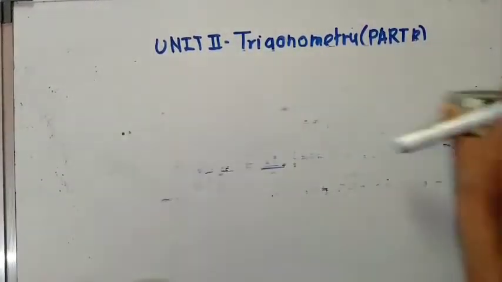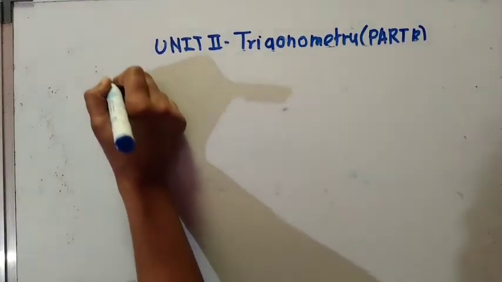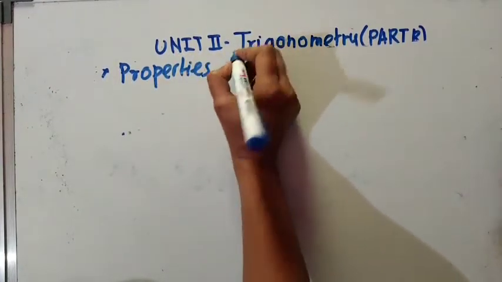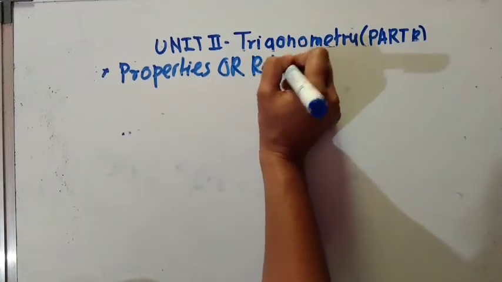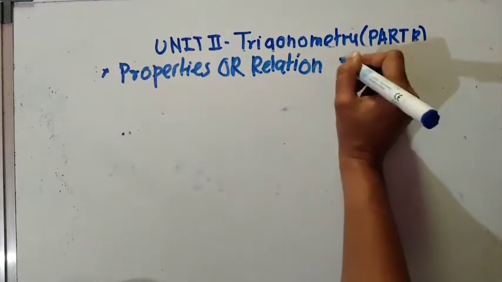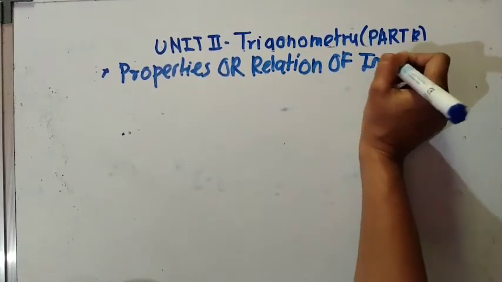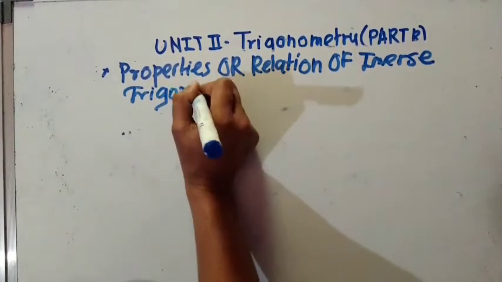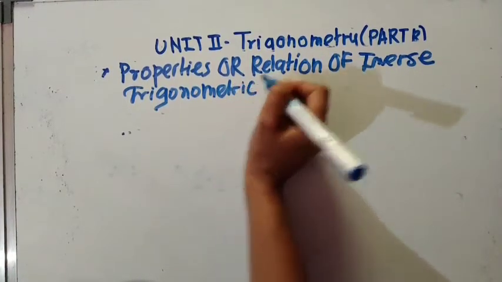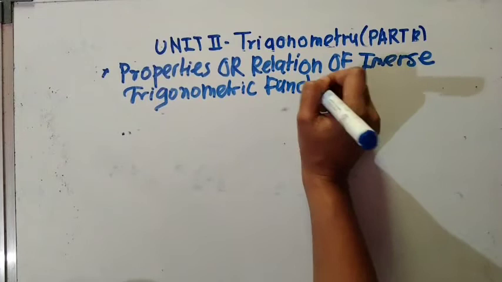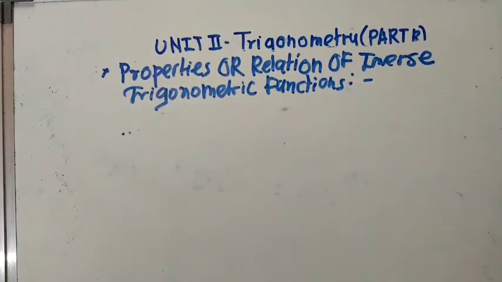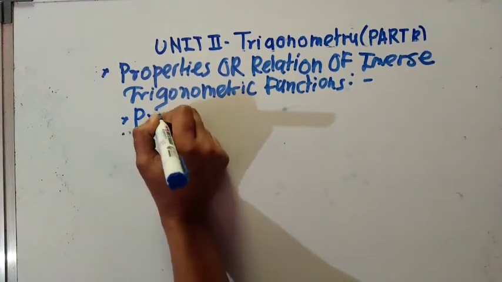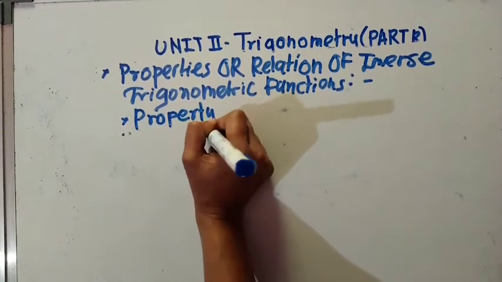Then the next point is the properties or relations of inverse trigonometric functions. So, first, Property 1.